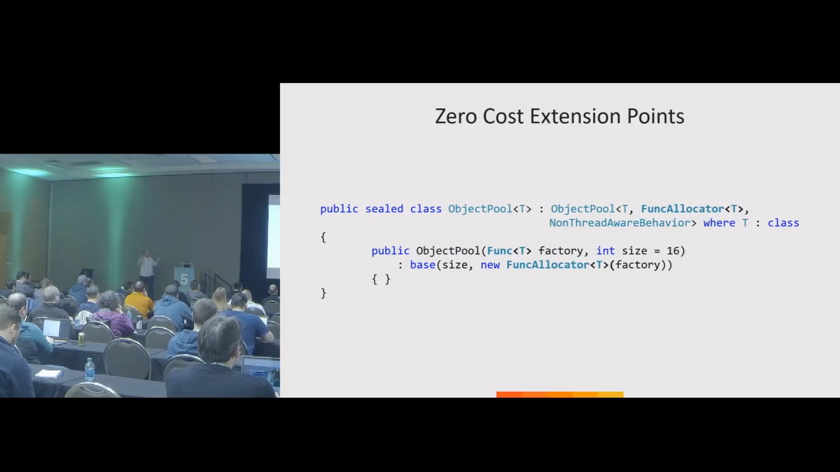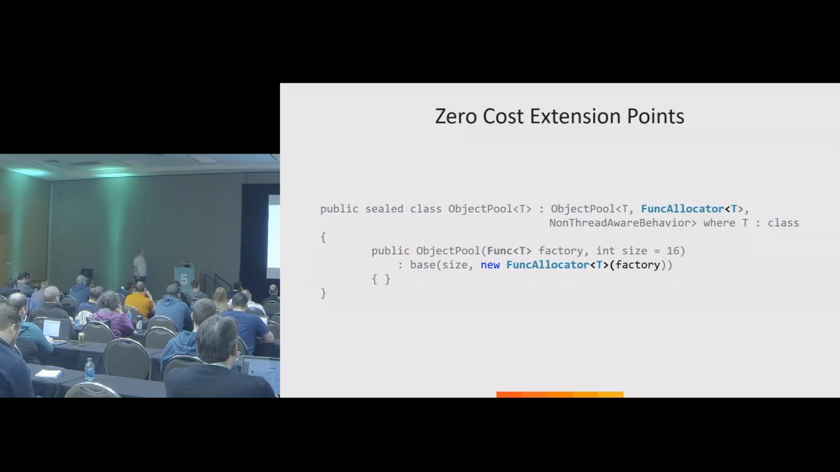So this is our pool. We have an object pool of T, and we also have a default implementation, which is an allocator, specifically a lambda. And we have a non-thread-aware behavior because we are running this on a single thread. You see there the Func of T factory? This is the factory we use to actually create the object, because if you go with reflection, I can tell you now it's going to be bad.